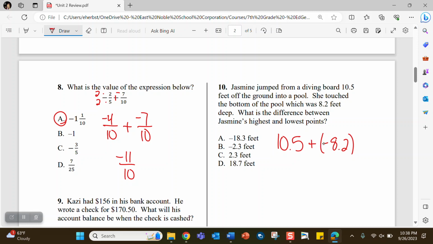So that's going to be a negative number to describe that situation. So now I want to add the opposite, 10.5 plus 8.2. So I have two positive numbers, and I'm just going to stack them up and add. And we get 18.7 feet.